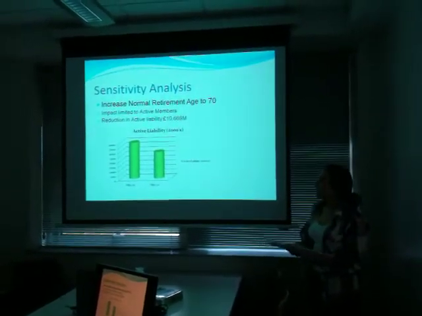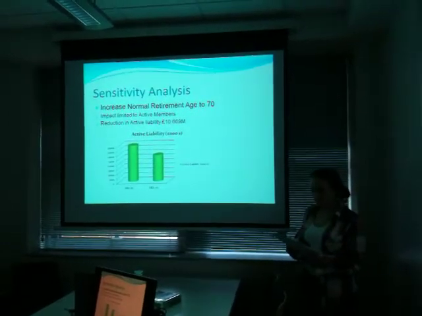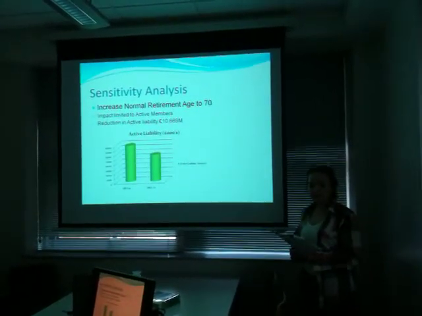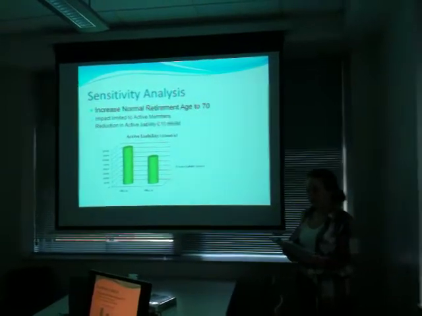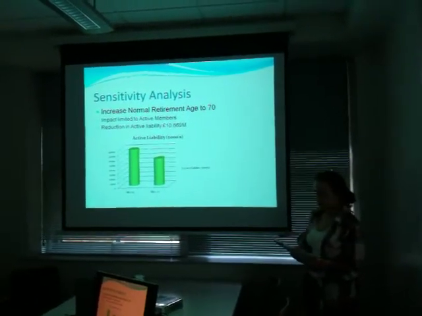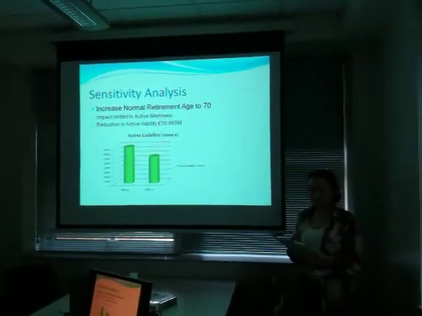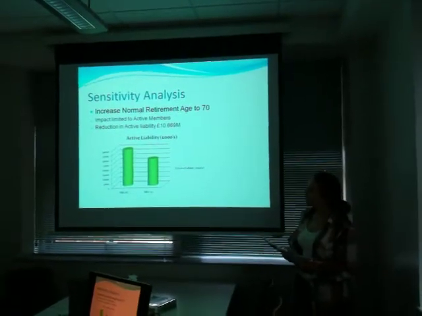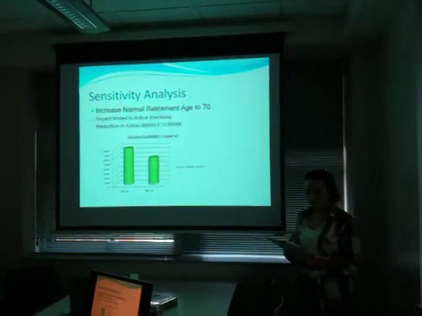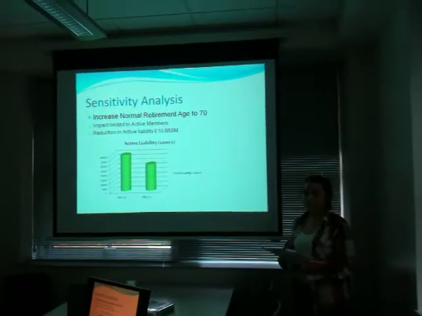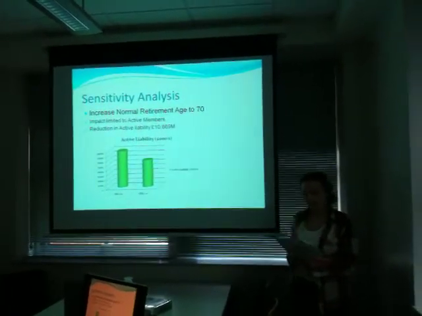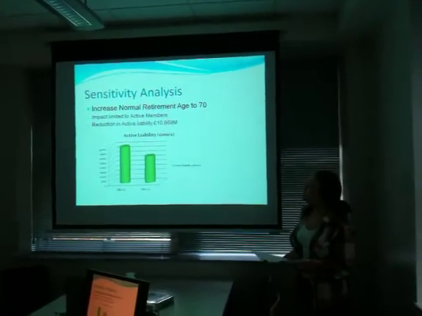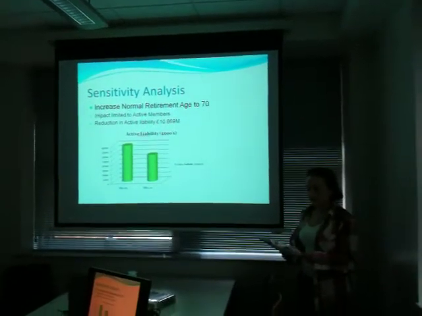So the first one we looked at was increased normal retirement age. The normal retirement age for the scheme, as at the 5th of April 2010, was 65. However, we have looked at the effects of increasing this age to 70 for all scheme members and how it impacts on the scheme's liabilities. The effects of this change are limited only to the active members of the scheme and would reduce this active liability by over 10 million.